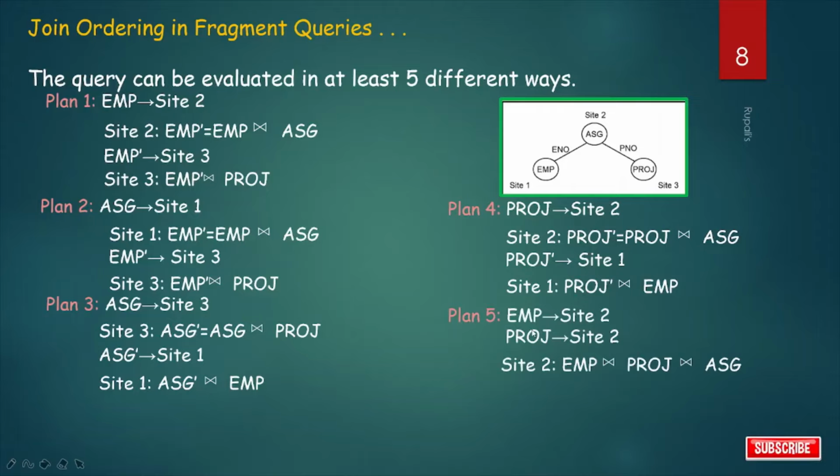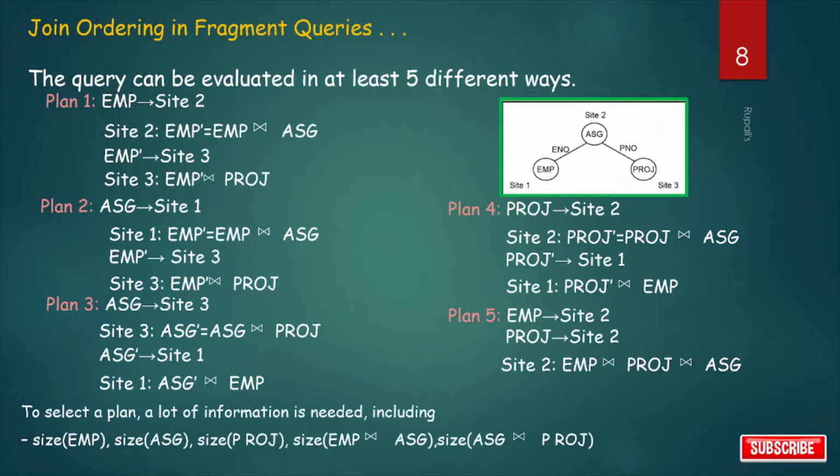Plan 5. Send both EMP table and project table to site 2 and in site 2 do the natural join with EMP, project and AST table. Now the question comes how to select plans. So first we need the size of each table, meaning size of EMP table, size of AST table and size of project table. Also the size of the resultant table EMP join AST and the size of the resultant table AST join project.